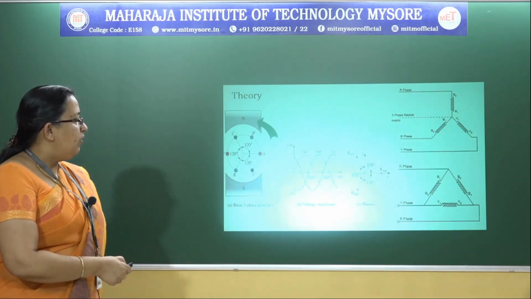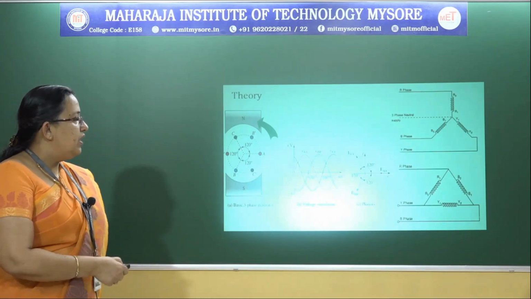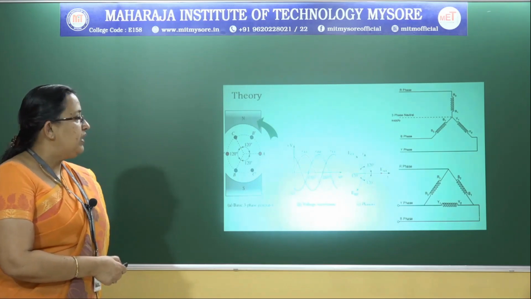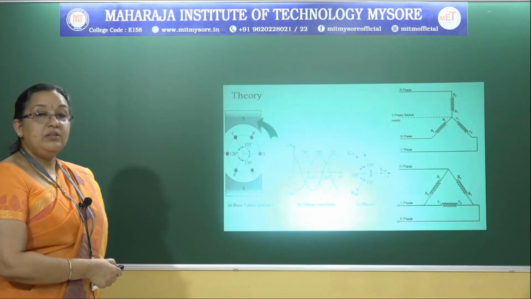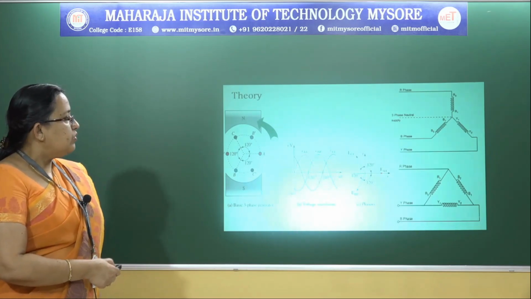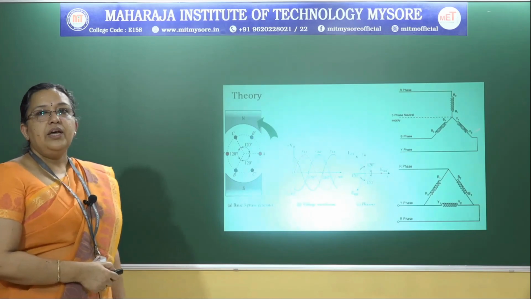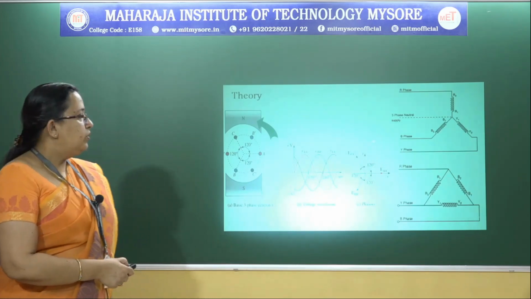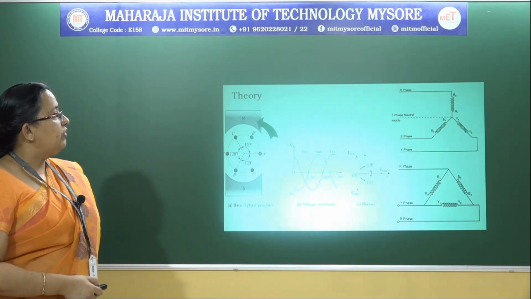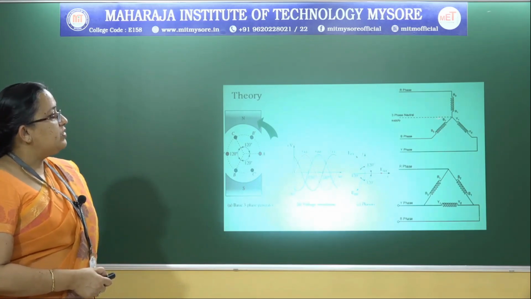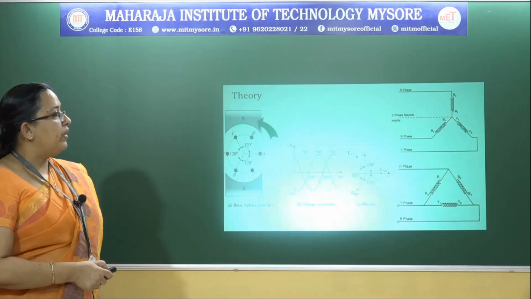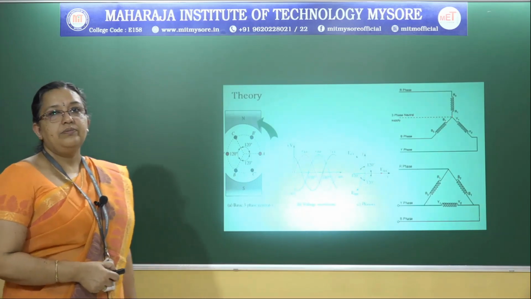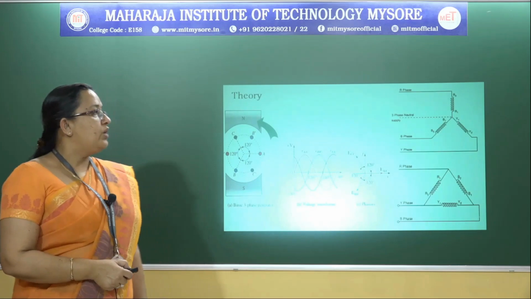You can see the waveforms, or the voltage signals which we get as output, are displaced by 120 degrees from one another. Such a system is known as a three-phase system. Here you can see the two different types of connections I mentioned. One is the star connection. In a star connection, the three different coils have a common point, which is known as the neutral point.